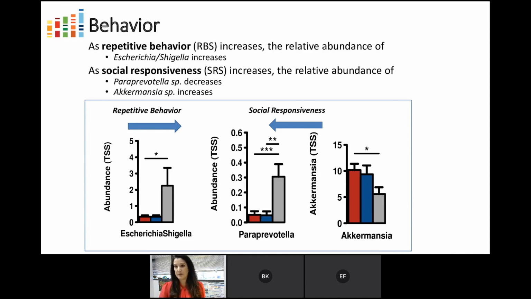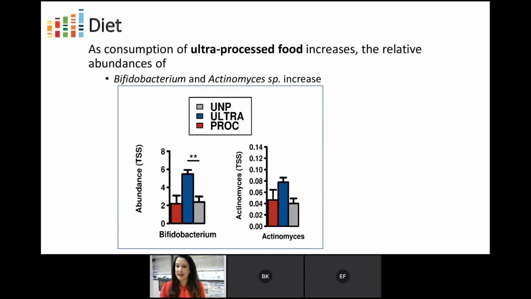When we looked at social responsiveness, we did see an inverse relationship where we saw decreases in Paraprevotella and increases in Akkermansia. Now, looking at diet, this blue bar here that you see in the center are individuals that are on a highly ultra-processed food diet. So this is the junk food again. And so we see increases in both Bifidobacterium and Actinomyces in those children.